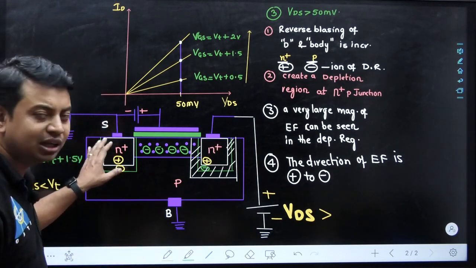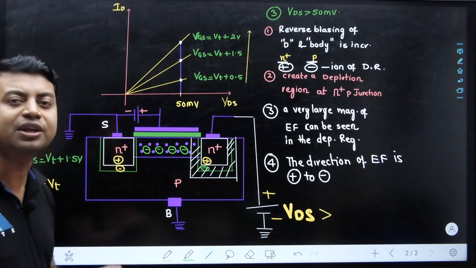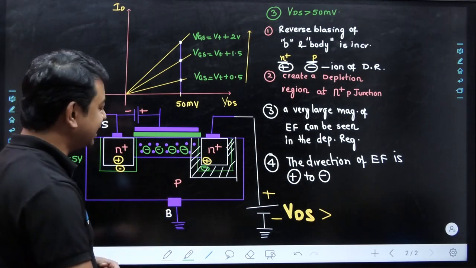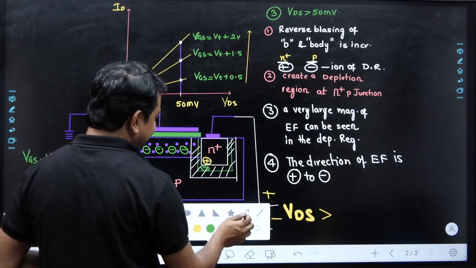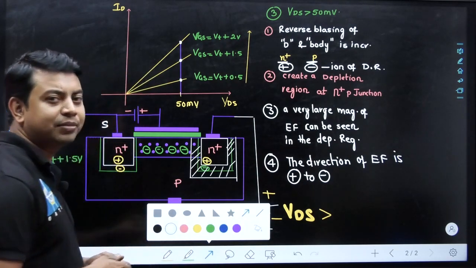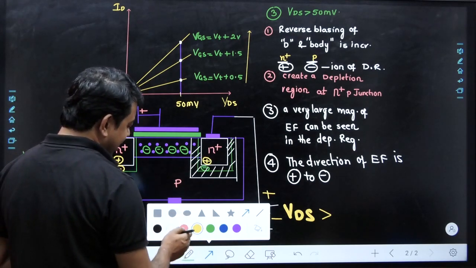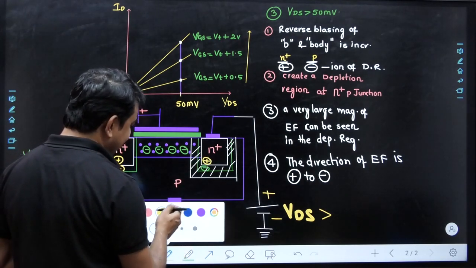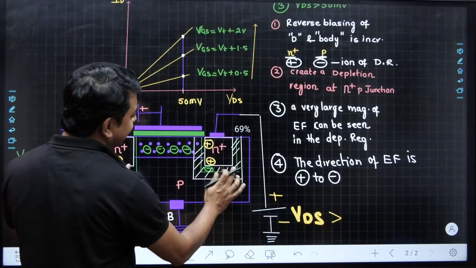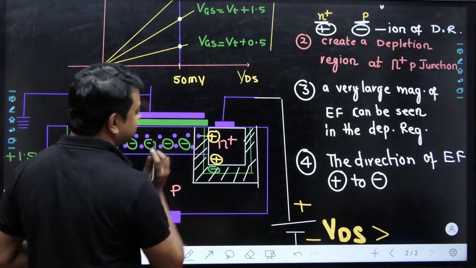There is no increment in the depletion region on these sides because body and source are always at ground potential. But the depletion region here is increasing, and we know that the electrons present inside the depletion region will feel an attractive force towards this positive side, and this positive side is always present inside this N plus region. So we are having positive, so that we can have the electrons here, and these electrons will get attracted towards the positive side.